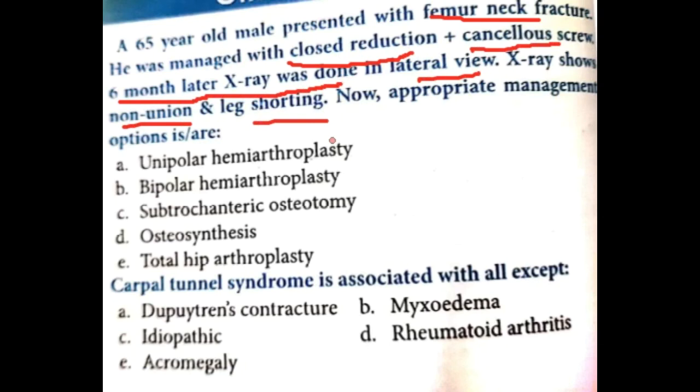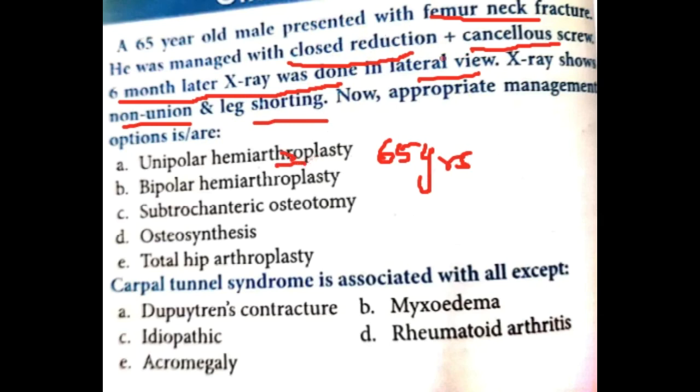So here mainly there is a femur neck fracture. It is a 65-year-old with a femur neck fracture. Closed reduction and cancellous screw fixation have already been done, but still the X-ray shows non-union and leg shortening. In this case you will have to do a hemiarthroplasty because there is no arthritis.